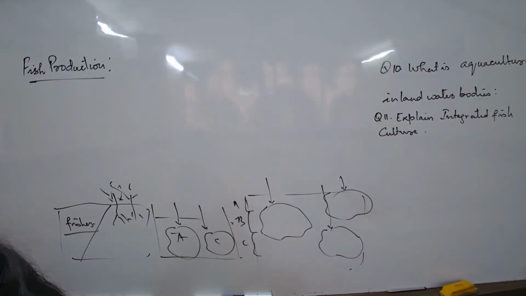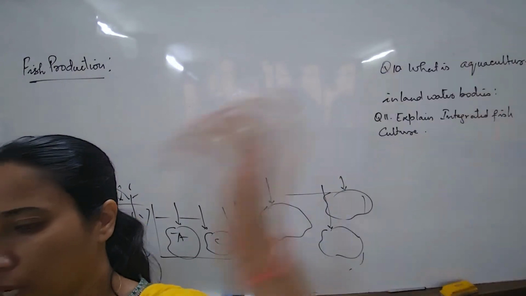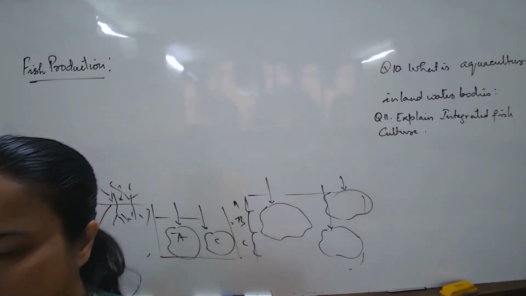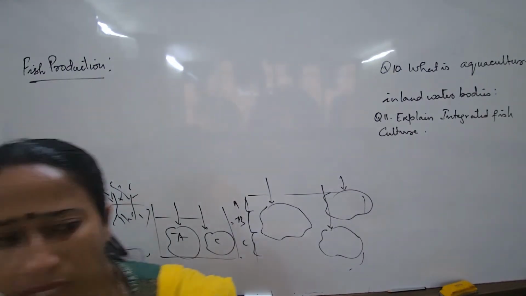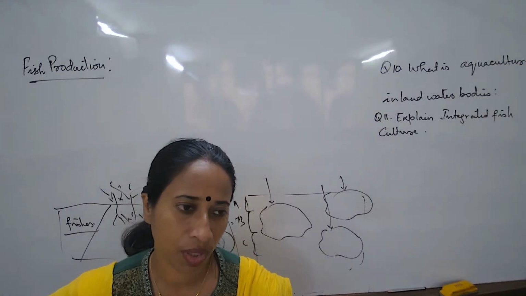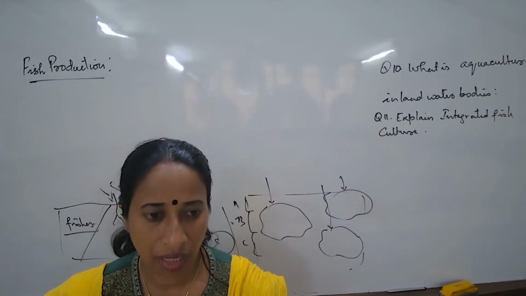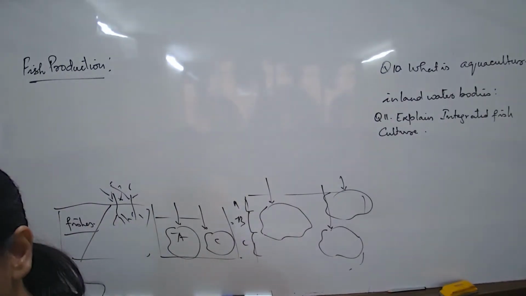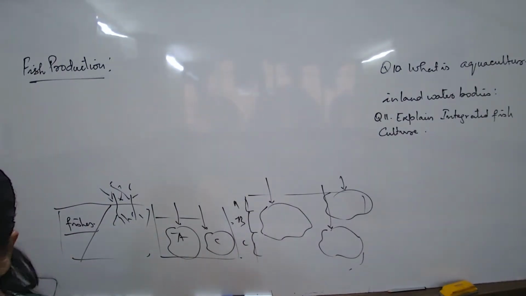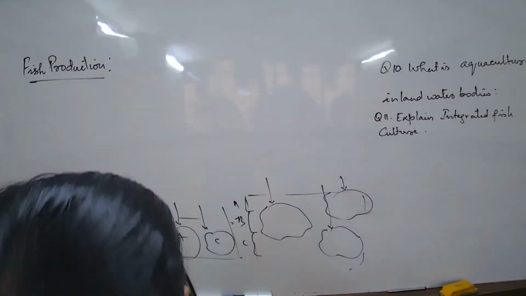Fish culture is also carried out in waterlogged agricultural lands. Waterlogged, what does it mean? Where water is accumulated. In waterlogged agricultural lands.